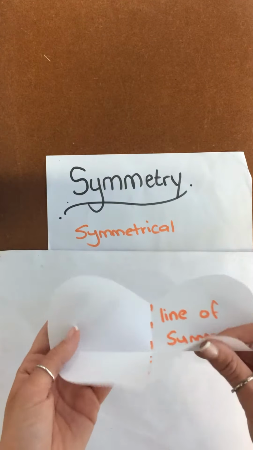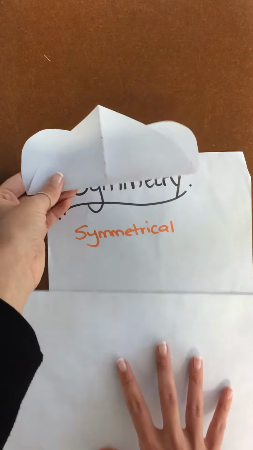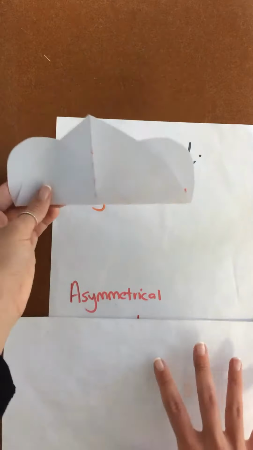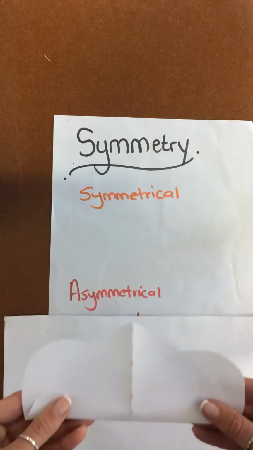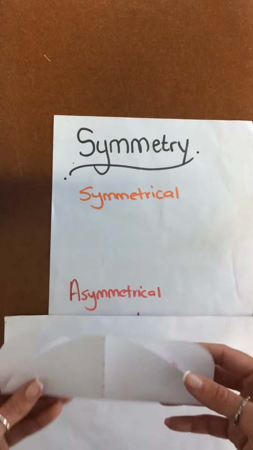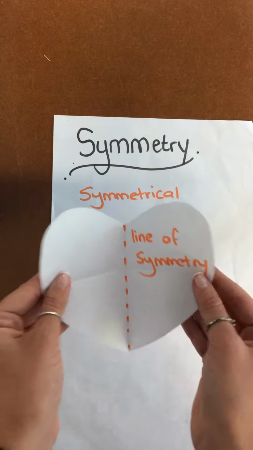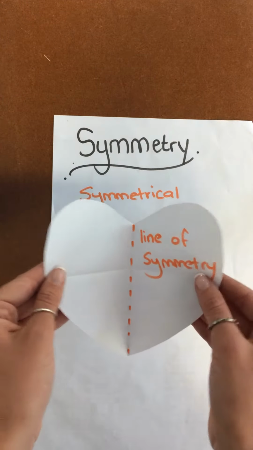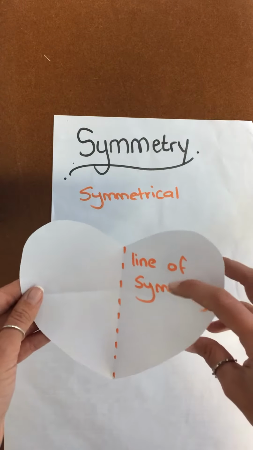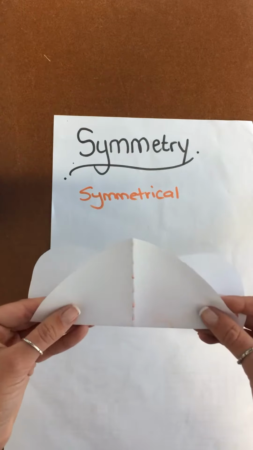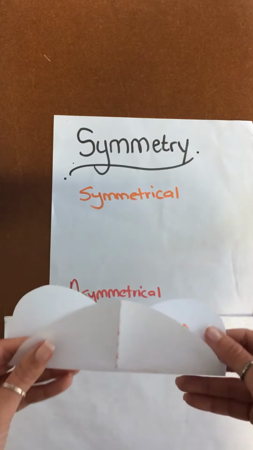However, when I fold it over using this line of symmetry, it is not symmetrical, so we call it an asymmetrical shape. Asymmetrical means not symmetrical, whereas symmetrical means that the two sides are a mirror reflection of each other. So this is a symmetrical shape with the vertical line being the line of symmetry. But if I change my shape and use a horizontal line of symmetry, then we can say a heart is asymmetrical, for example.